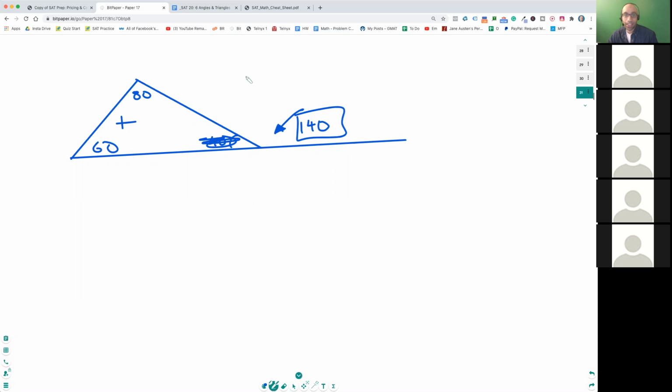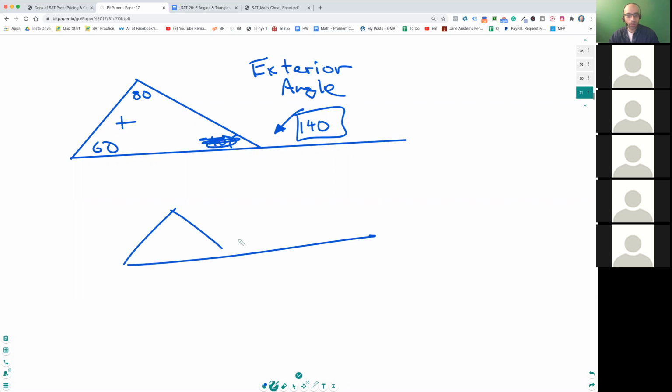Hey, Ben, the exterior angle. You can call it the exterior angle property because it's kind of outside the angle. These are all the interior angles. So the exterior angle property is this.